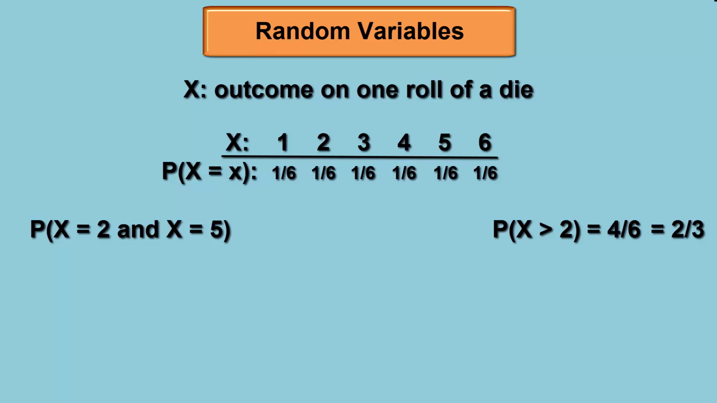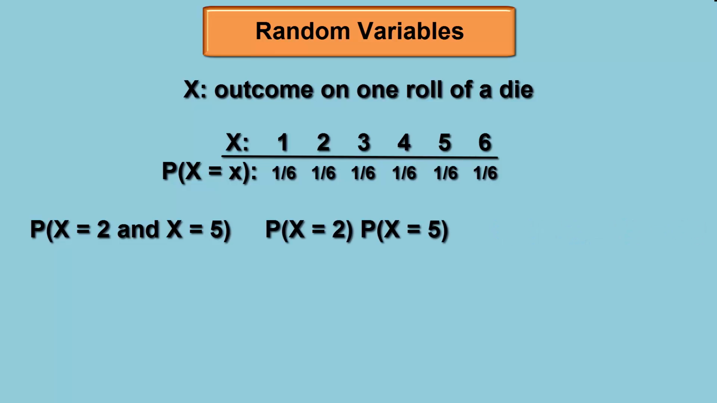Probability that X equals 2 and X equals 5 implies rolling a die twice and getting a 2 first and then a 5. These are independent events, so the probabilities do not change.